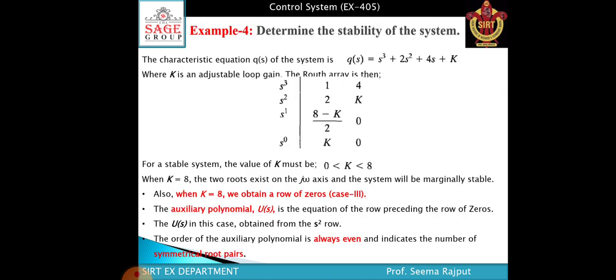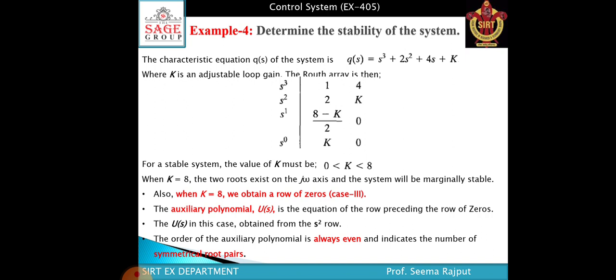So example 4, determine the stability of the system. The characteristic equation of the system is s cube plus 2s square plus 4s plus k, where k is an adjustable loop gain. The Routh array is then s cube, s square, s1, s0, 1, 4, 2k, and solve this. For a stable system, the value of k must be 0 less than k less than 8, where k equal to 8, the two roots exist on the j omega axis and the system will be marginally stable.